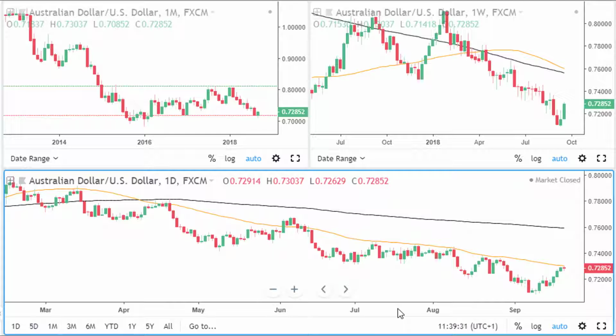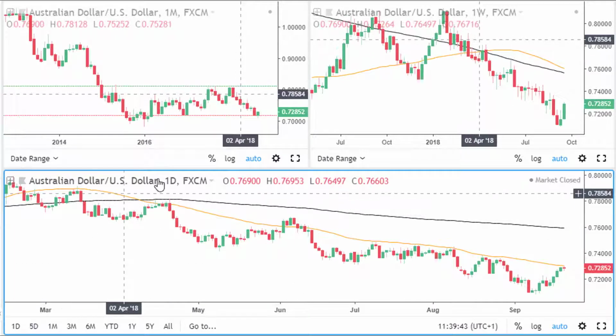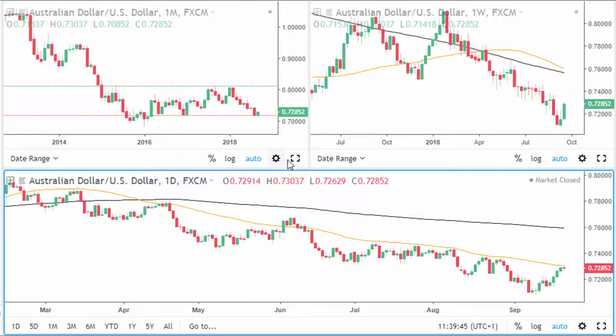So we have four interesting Forex pairs to look through today. They are the Australian dollar, US dollar, the Euro pound, the New Zealand dollar, Canadian dollar, and the New Zealand dollar, Swiss franc. So starting with the Australian dollar, US dollar, we're going to look at the monthly time frame first.